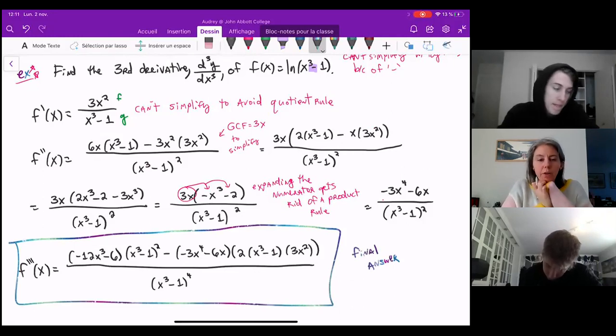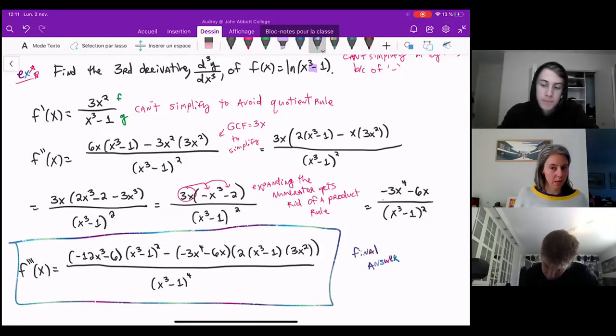Okay. Are there any questions about the different thoughts that go into the simplification of these things in terms of minimizing those product rules and quotient rules?